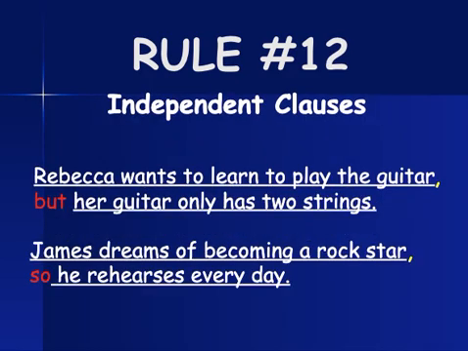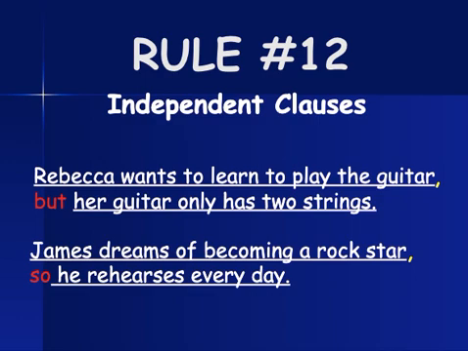Oh, did I miss one? Oh, here it is. Here's our examples of independent clauses when it comes to using a conjunction. Here we have a sentence. Rebecca wants to learn to play the guitar, but her guitar has only 2 strings. Now, what's underlined are 2 clear sentences by themselves. They're enough to stand alone. They make sense all by themselves. But the writer wants to put them together because they definitely kind of support each other in meaning.